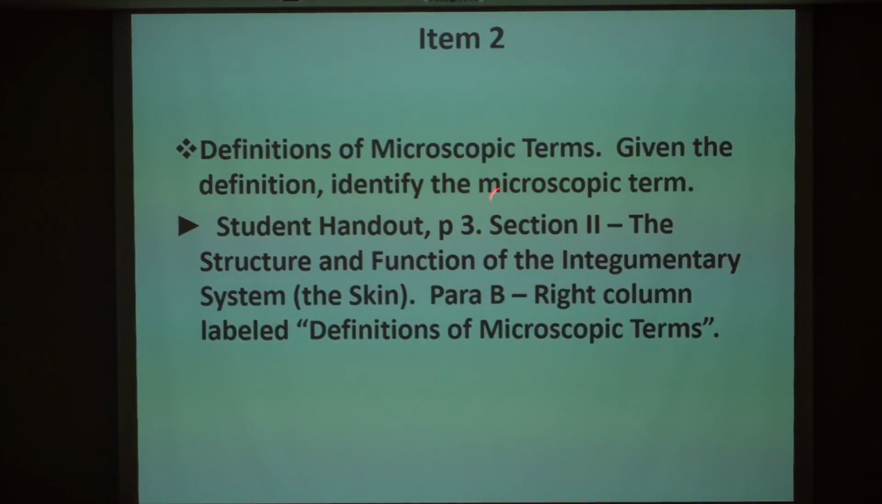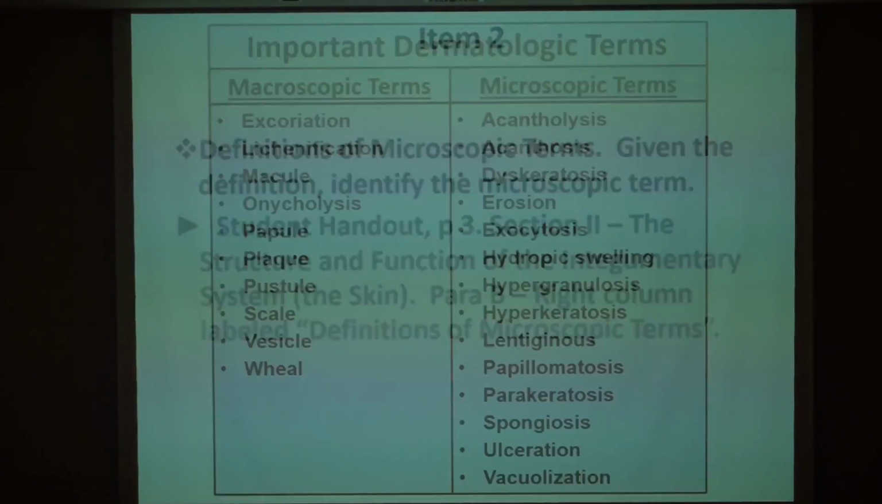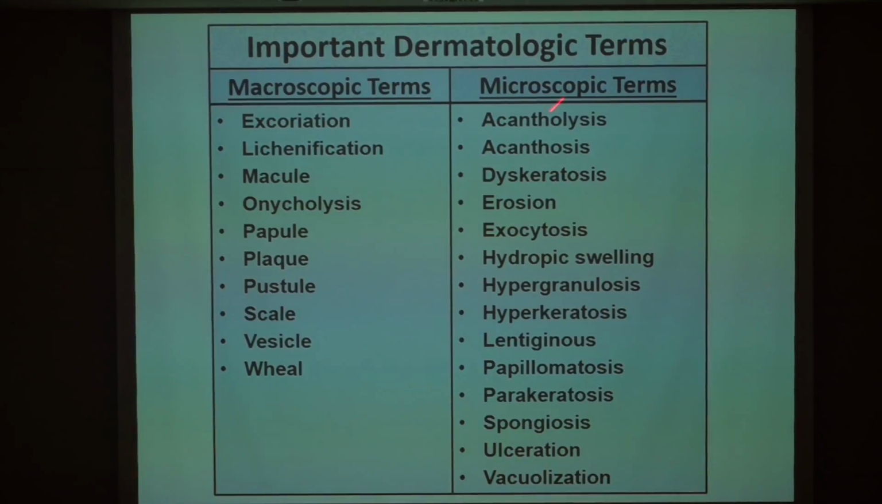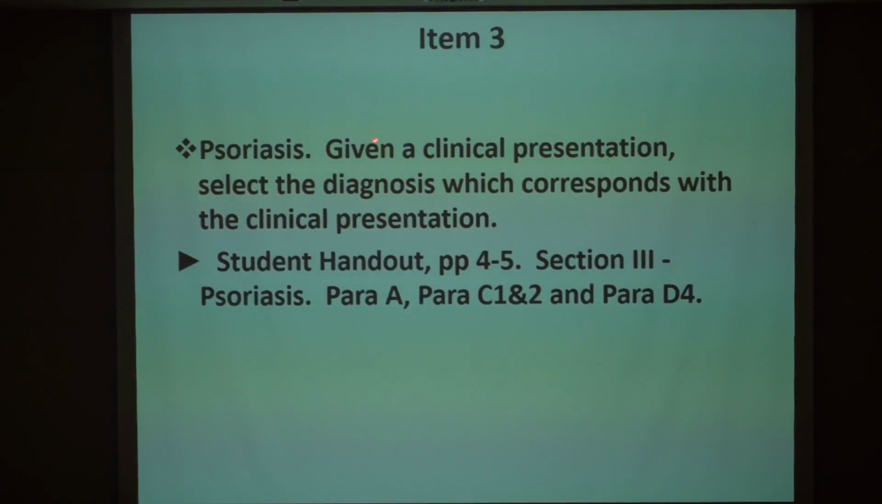The second item, microscopic terms, is very simple. This is in your notes when you have the definitions. One of these terms, the definition will appear, you tell me what the term is. The third item, you'll be given a clinical presentation, and you have to select the diagnosis.